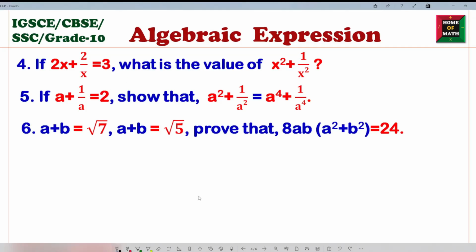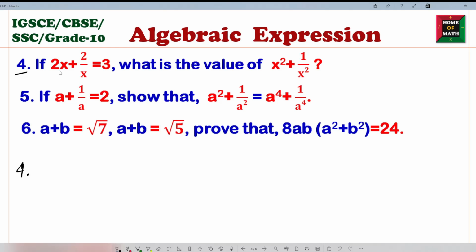Here are three questions which are based on algebraic expressions. First one, which is number 4. Here is number 4, because numbers 1 to 3 we already solved in the last video. In this video we are starting from number 4.